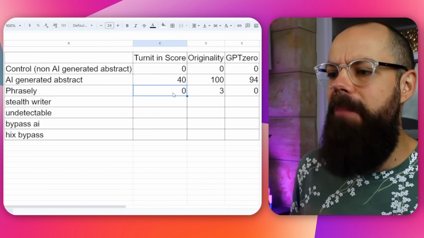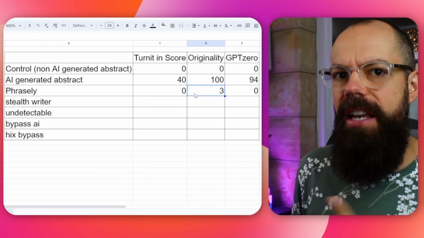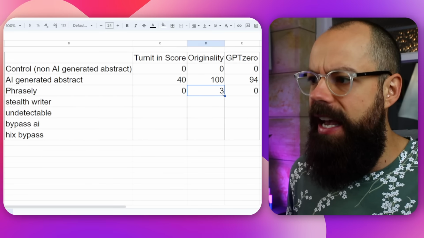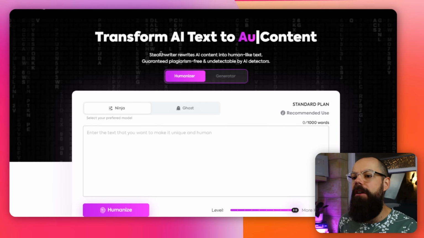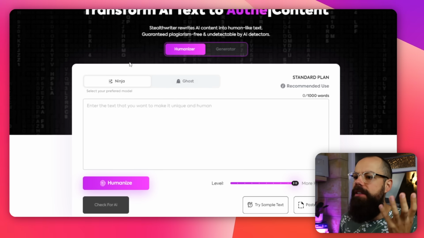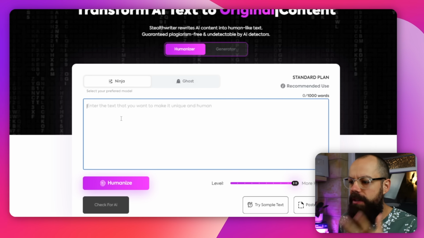You can see that it passed Turnitin. Originality thought it was a 3% chance that it was AI generated, and GPT-0 was also 0. So Phrasly was able to get around this AI detection. The next one I tested was Stealth Writer. You can see they all share the same sort of process, where you put in text that you want to humanize.